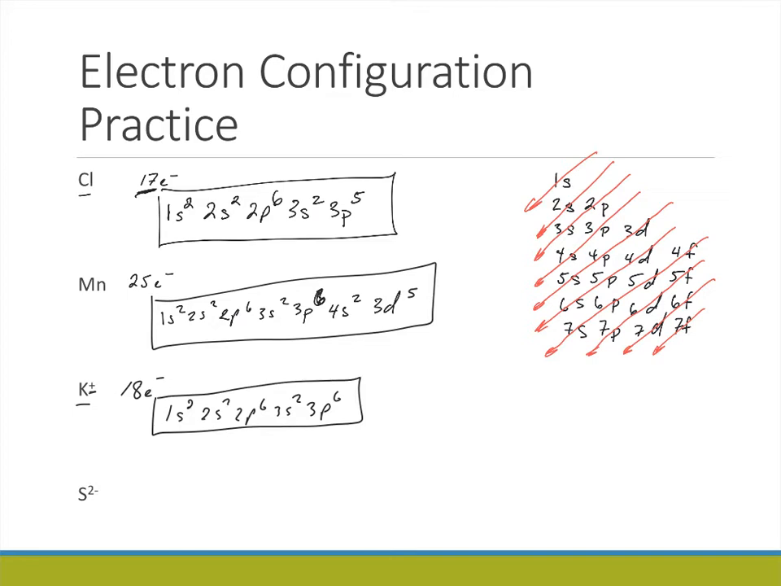And finally, the sulfur ion, the S2 minus. This has gained 2 electrons. Sulfur normally has 16 electrons, but it's gained 2. So now it has 18 electrons. Well, hey, the potassium ion had 18 electrons. The sulfur ion has 18 electrons. They've got the same electron configuration.